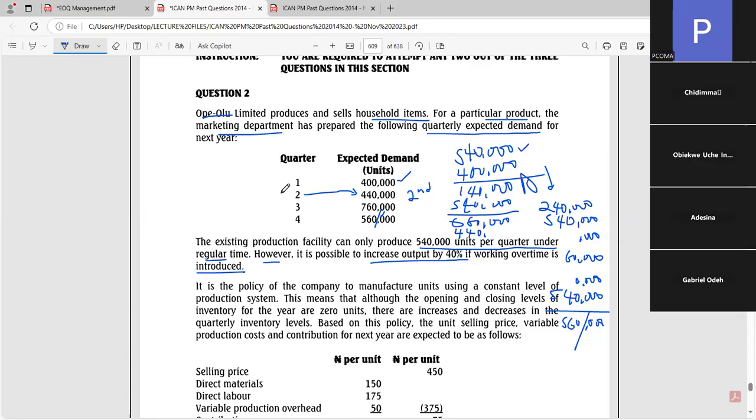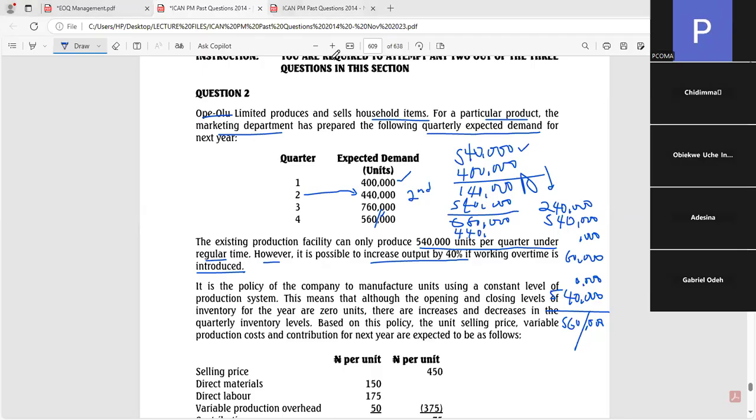Whenever we work overtime, our output is going to increase by 40%. Now the question is, do we really need to work overtime? Should we work overtime or should we not? Let me give you an answer for that. You can only work overtime when you are unable to meet up with your demand. Am I correct? Yes, sir. But when you can meet up with your demand, why are you working overtime?